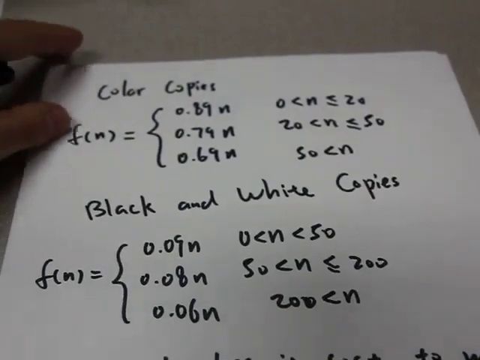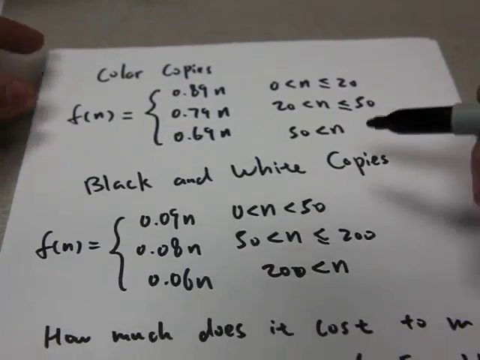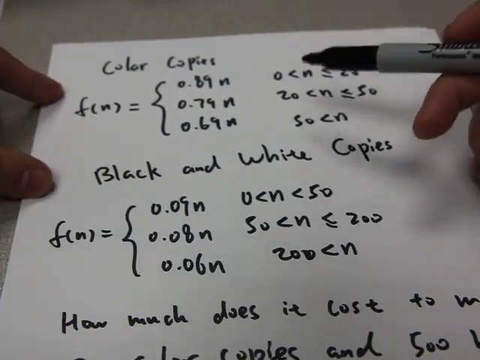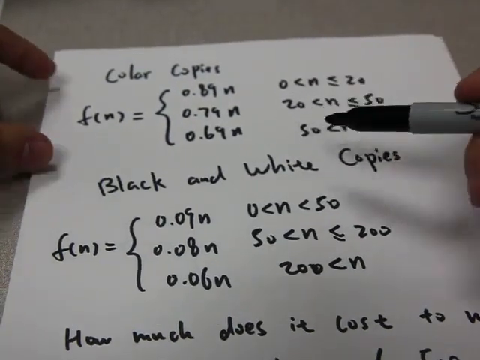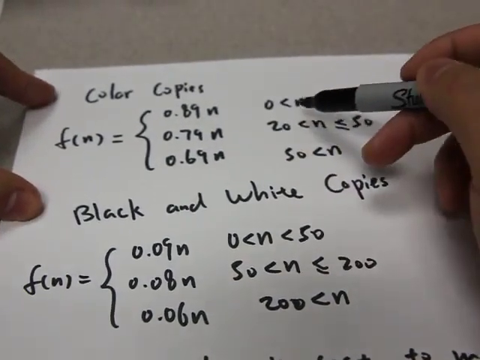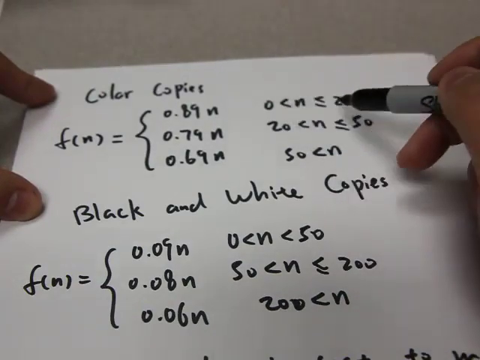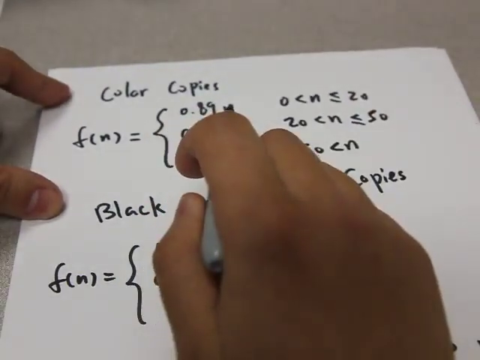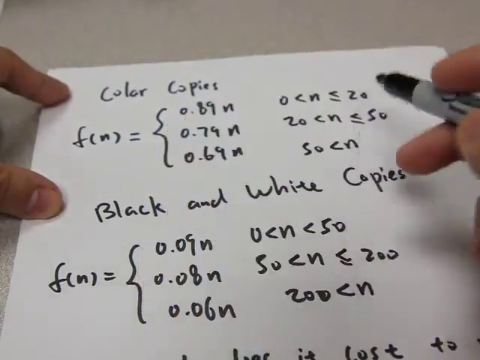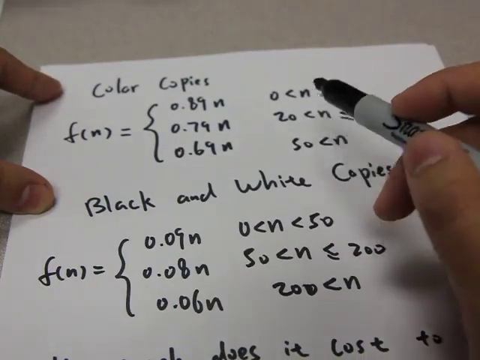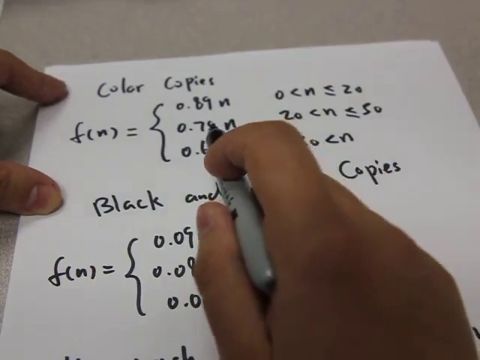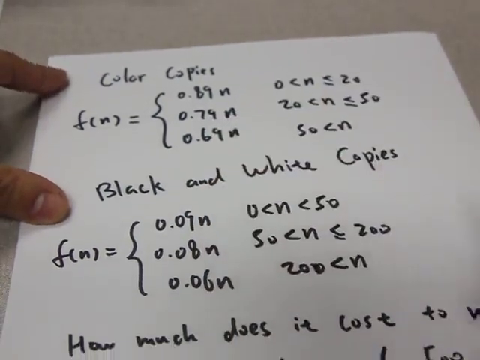Now let's take a look at another problem. This problem is about a copy shop. This is how the copy shop charges. If you want to make color copies, and the number of copies is between 0 and 20, then every copy is charged 89 cents. And if the number of copies is between 20 and 50, every copy is charged 79 cents.